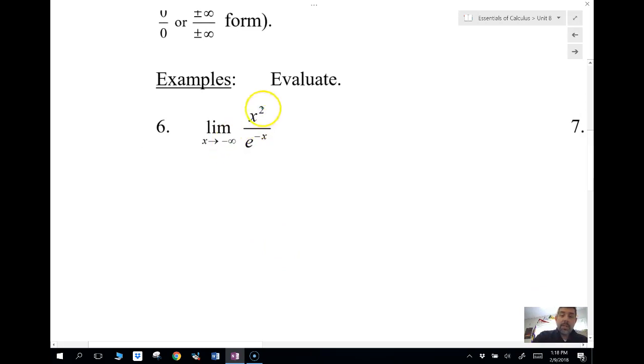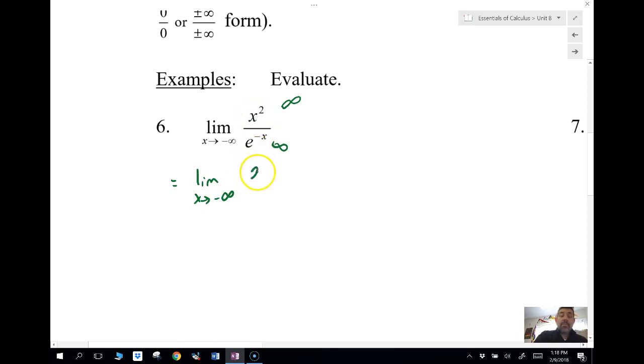We put negative infinity in there. That's going to give me a positive infinity, right? Because a negative times a negative is a positive. And the negative infinity here is even, and we're going to get infinity. So we're going to get infinity over infinity. So let's use L'Hopital's rule. Limit as x approaches negative infinity.